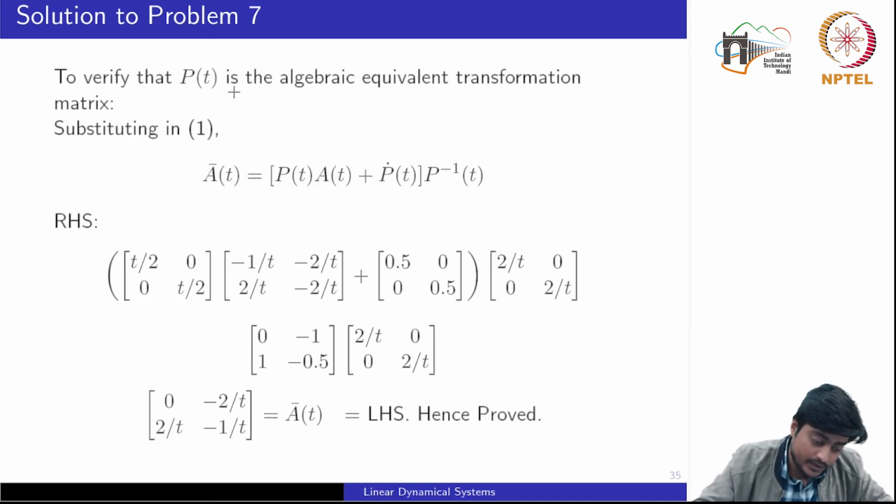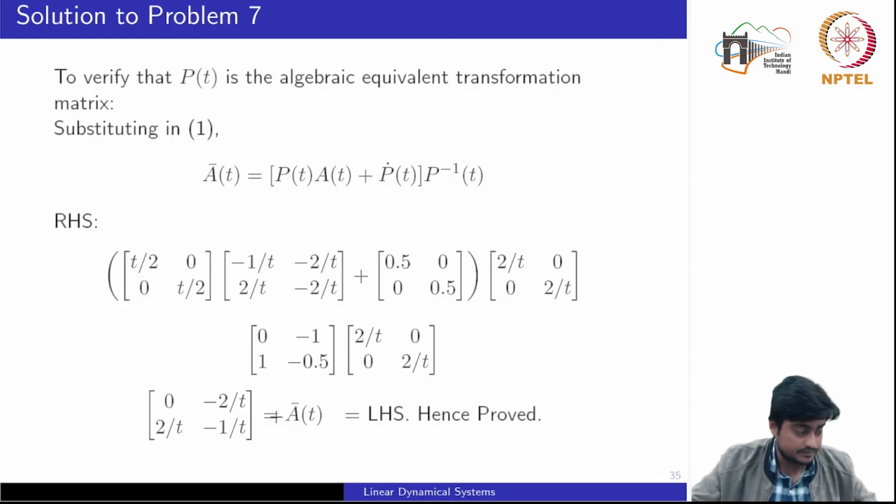Now to verify that P of t is the algebraic equivalence transformation matrix, substituting in 1 we obtain this A bar as this one. P of t, A of t, this is the derivative of P multiplied by the P inverse. So after doing the simplification, we finally obtain this A bar, meaning to say that that P matrix is basically a transformation matrix for the time varying system.